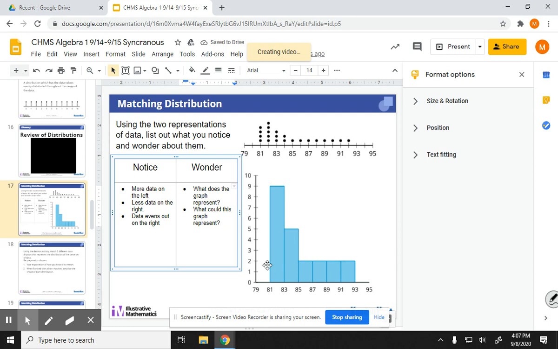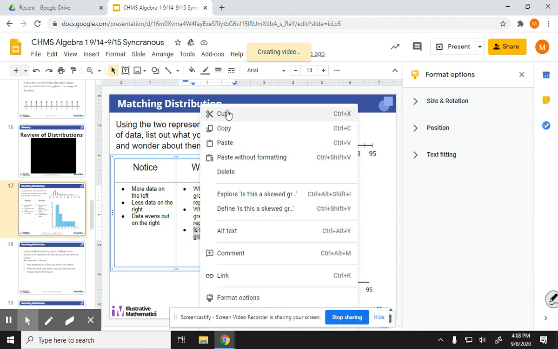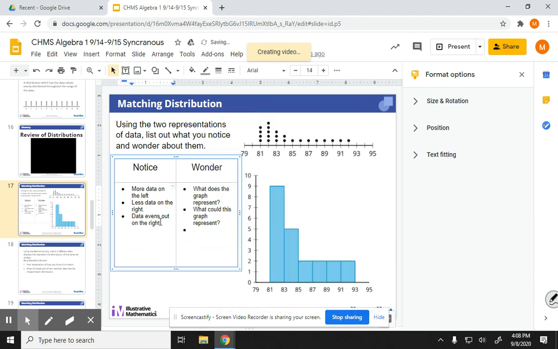I'm also wondering, is this a skewed graph? Or maybe I could even put that in the noticings. Based on what I know, I could probably actually say that I know that this is a skewed graph. So I could put that in my notice.